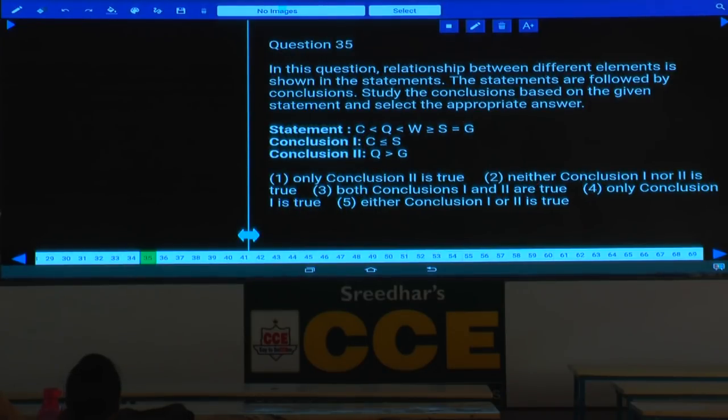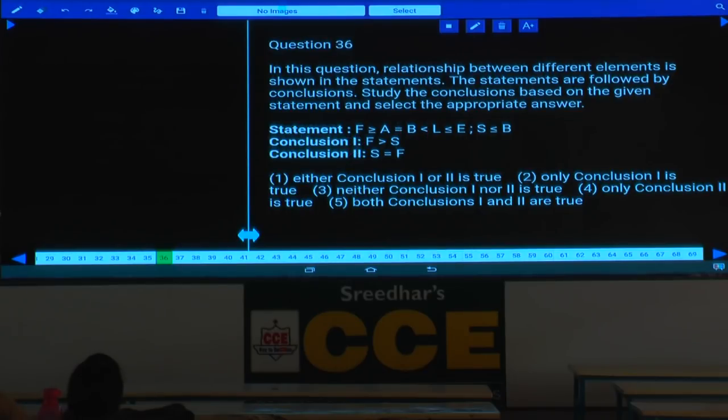Then question number 35. The relation between C and S. Between C and S, there is one lesser than and one greater than between these two. Hence no relation can be drawn. Hence first conclusion does not follow. Then coming to the second one, the relation between Q and G. Now between Q and G, there is one lesser than and one greater than. Here also no conclusion can be drawn. Hence neither 1 nor 2. Neither conclusion 1 nor 2, that is choice 2. Question number 35, choice 2.